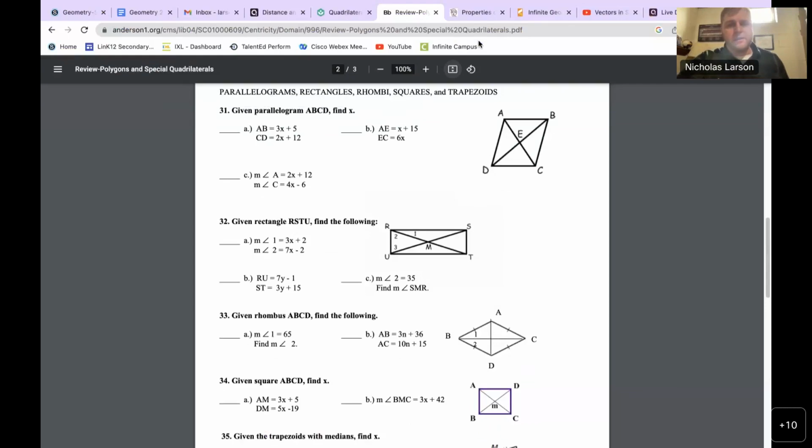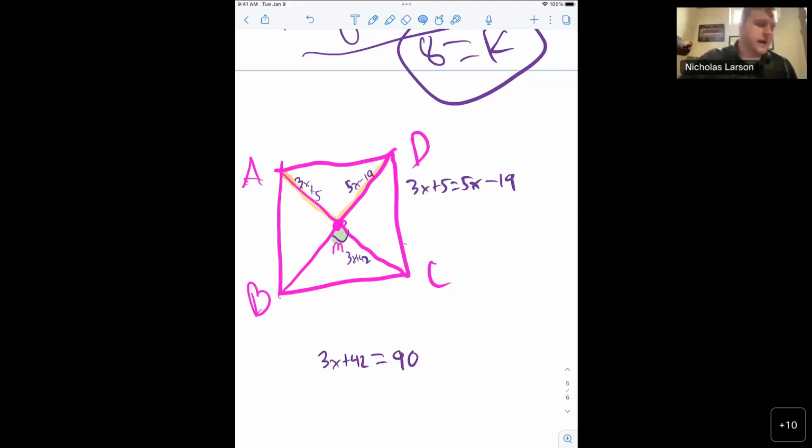All right, I'm going to go ahead and solve number 34. Again, if you have other questions, please email me. Please let me know. I'd be happy to go through these with you, especially before you take your quiz or your test. Okay. Got to know how to solve these.